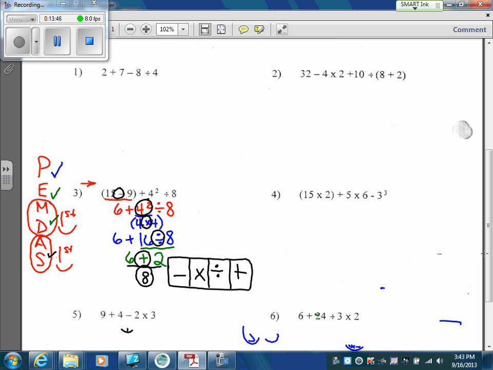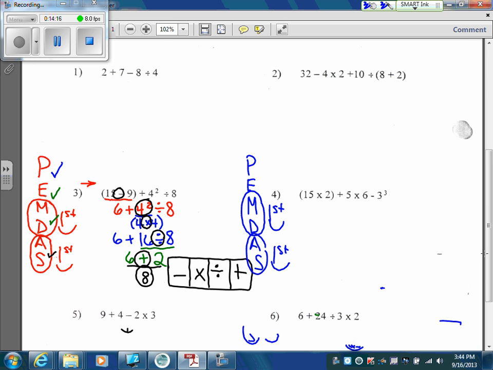Okay, let's try number 4. Why don't you try it on your own? Pause the video. Come back and check it with me. Okay, so you should try number 4 on your own. First thing is you should have written down your checklist of PEMDAS. I'm going to circle multiply, divide to remind me that it's whichever one I see first. Same thing with add, subtract, whichever one I see first.